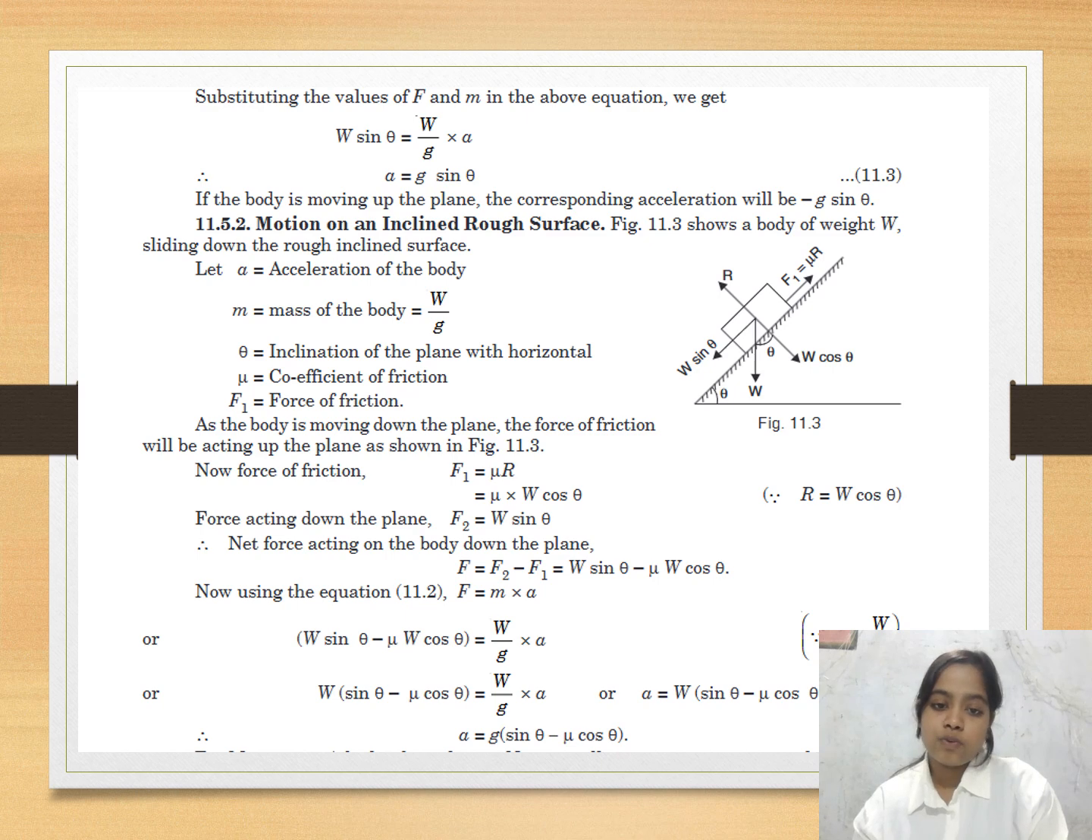As we already know, the mass is W by g. So taking W common, we get W times sine theta minus mu cos theta equal to W by g into a. Cancelling this W and taking g to this side, we have g into bracket sine theta minus mu cos theta equal to the acceleration.